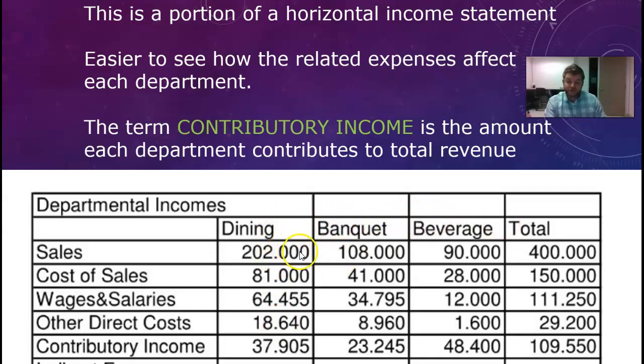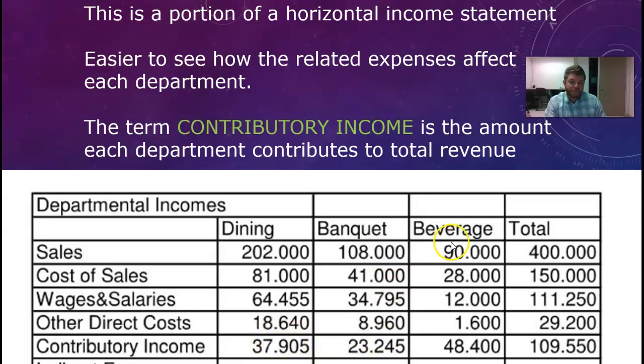The dining room brings in the most sales, as you can see, with $202,000, much more than banquet and beverage. But the dining area also has a quite larger amount of the cost. So $81,000 for cost of sales, almost $65,000 for wages and salaries. So as a whole, they bring in about $37,000 for the entire business.